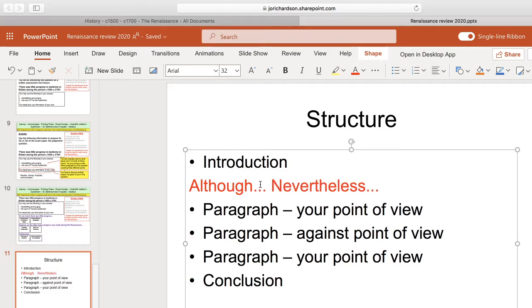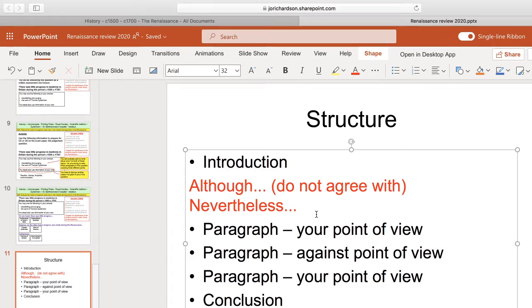And the way this works, and your teachers would have spoken to you about this, your although is the one you do not agree with, and nevertheless is the one you agree with. So you would say something like, although there was limited progress because treatments continued that were used in the Middle Ages, such as bloodletting, nevertheless, I think there was significant progress because of the developments made by individuals such as Vesalius, Harvey, and Sydenham.